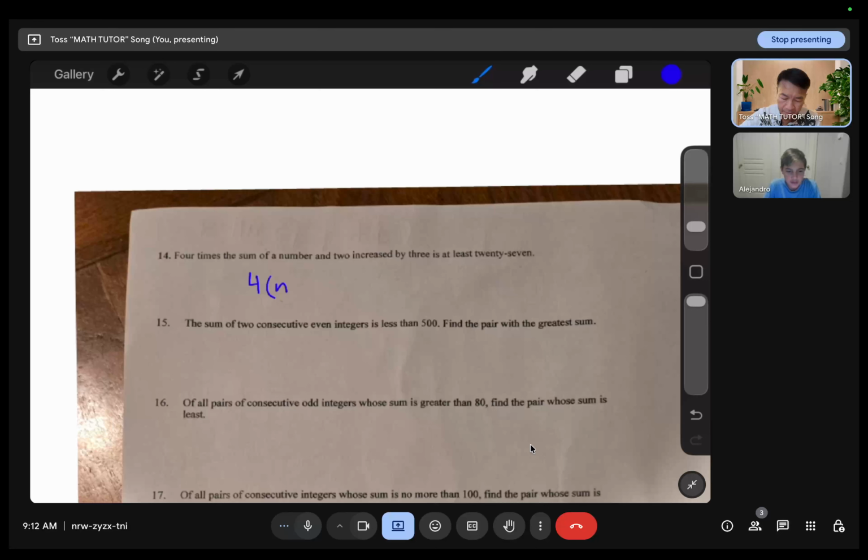N and 2, plus 2. Close parenthesis. It's called a parenthesis. It's like you want to continue.